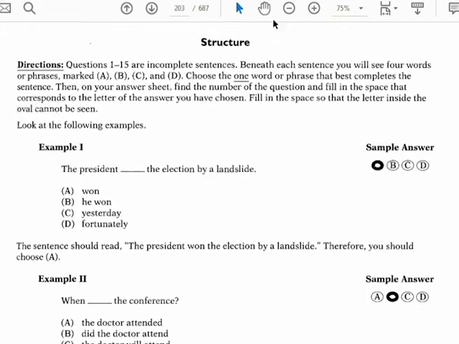Okay, we go straight to the example problems. Here is an example of a question about structure. Example 1, or question 1, is: the president the election by a landslide. The answer is A, won. Why is the answer A? Because choice B, namely the word he in the sentence he won, has already been represented by the president. And answer C is said not to correspond to the sentence in the matter, also with answer D.